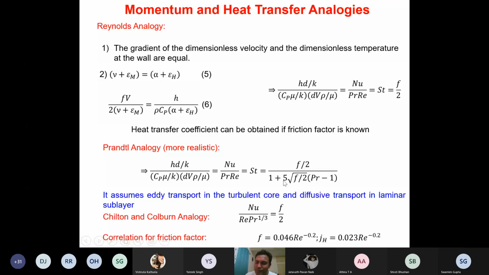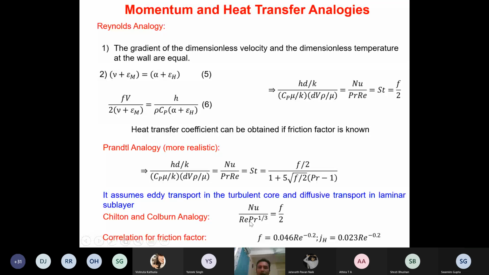It is more realistic. There are some more correlations given by other people based on experimental data. What they have found is that instead of having a Stanton number where only the Prandtl number is multiplied, the Prandtl number will be raised to the power 1/3, and therefore the Nusselt number divided by Reynolds number into Prandtl number raised to the power 1/3 is given as f/2. That is given by Chilton and Colburn.